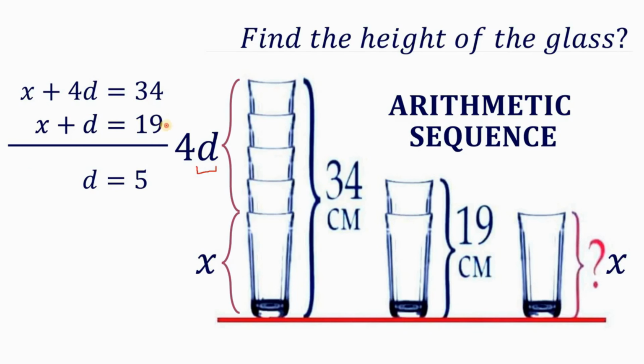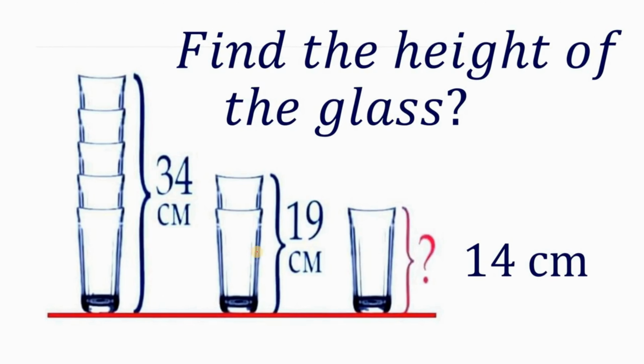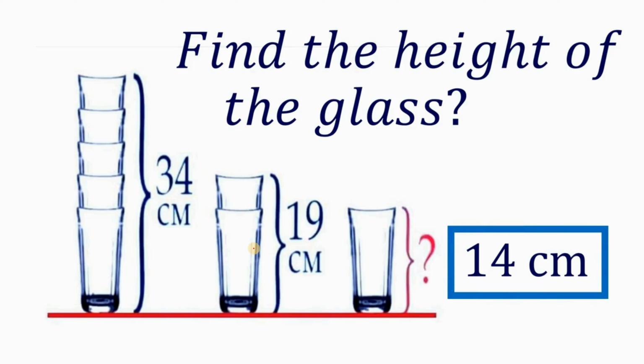So how about x? Let's use the second equation because it is much simpler than the first. Given the second equation, x plus d equals 19, and we know the value of the variable d is just 5, so we can replace this with 5. Now to solve for the value of x, let's subtract 5 on both sides. So x equals 19 minus 5, or simply 14. Therefore, the height of the glass must be equal to 14 centimeters, using our first strategy, the arithmetic sequence.